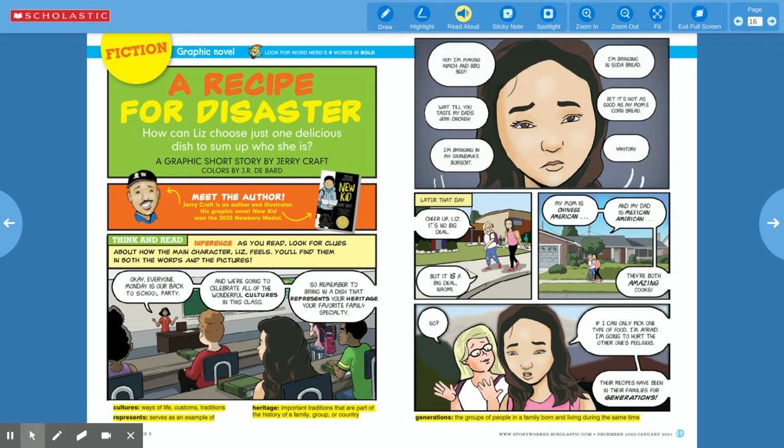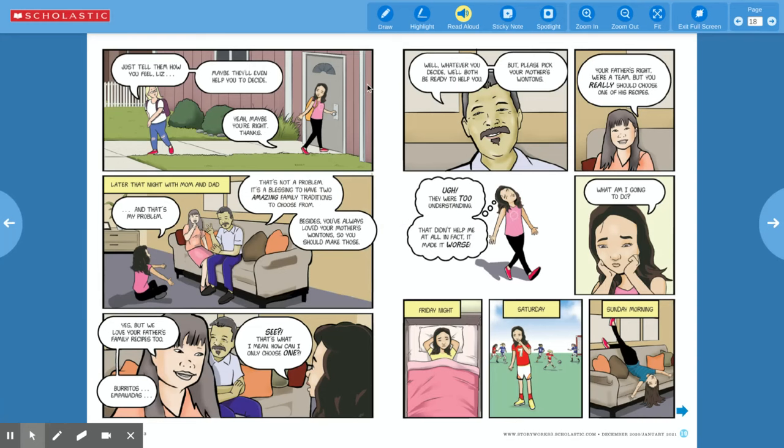That would be a tough situation to be in, wouldn't it, guys? I mean, you guys love your parents. I know that you don't want to hurt their feelings. So you can imagine how Liz feels. And making inferences, we can look at her face and see how she feels. She's not happy. And then Naomi says, "Just tell them how you feel, Liz. Maybe they'll even help you decide." "Yeah, maybe you're right. Thanks."